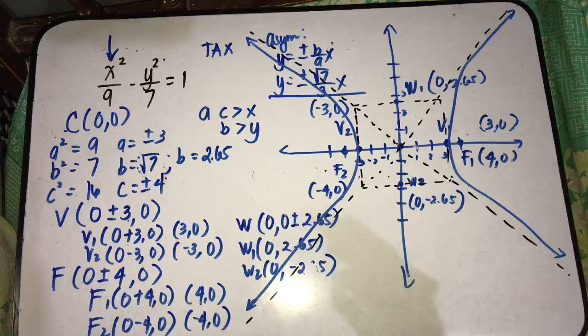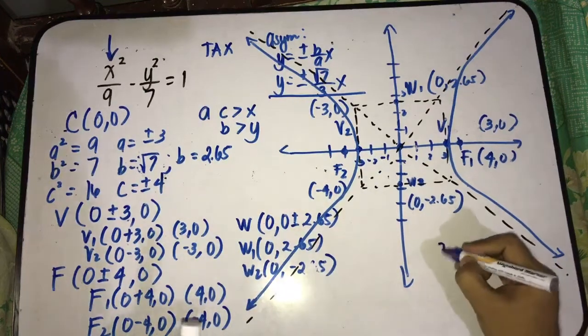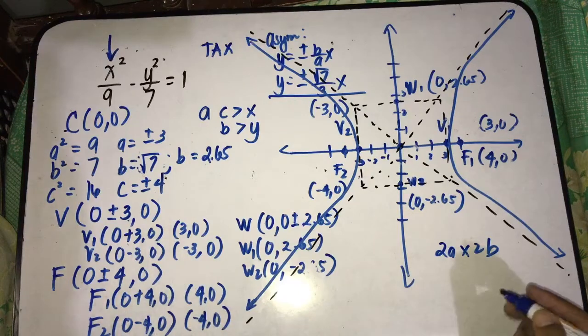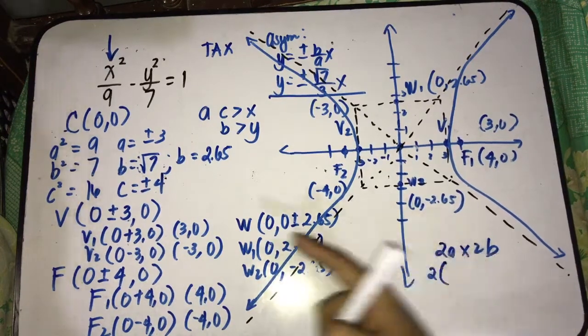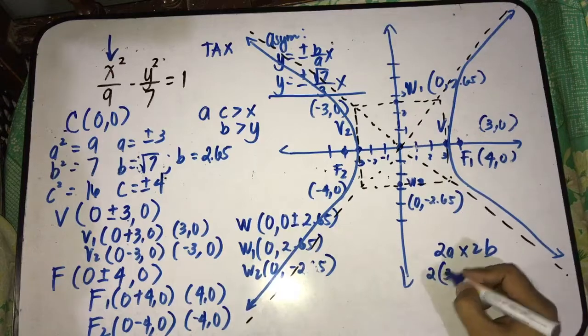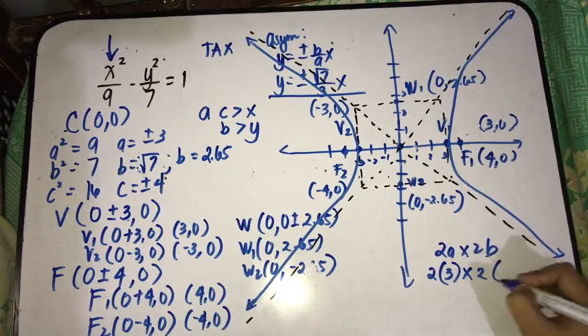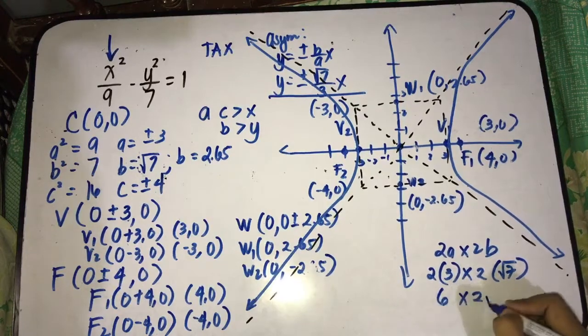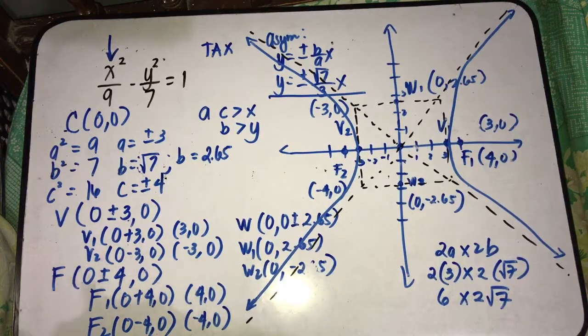And the equation of the hyperbola with this graph is x squared over 9 minus y squared over 7 is equal to 1. So if you're asked to determine the area of the auxiliary rectangle, that is just 2 times 3 by 2 square root of 7. Therefore, that is 6 times 2 square root of 7. That would be the sides of the auxiliary rectangle.